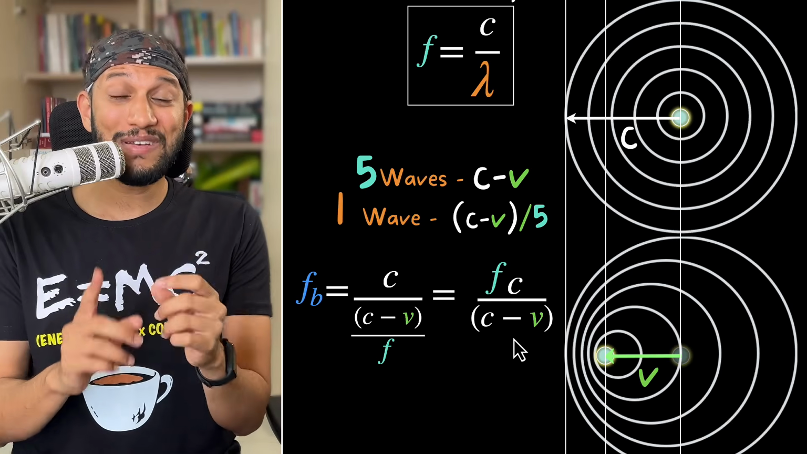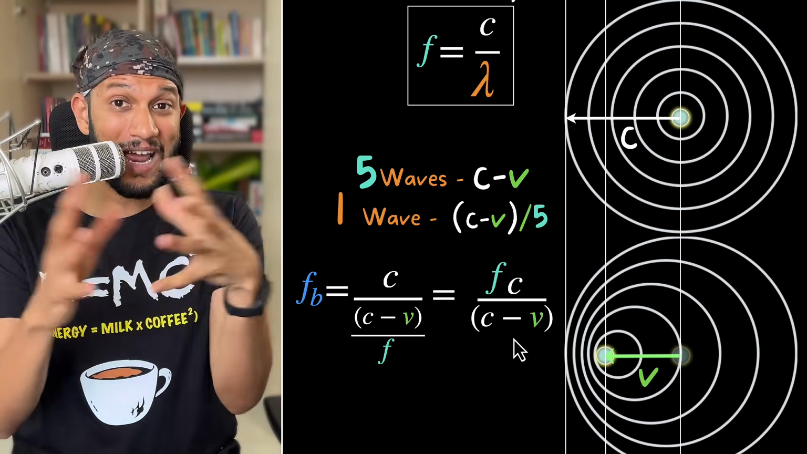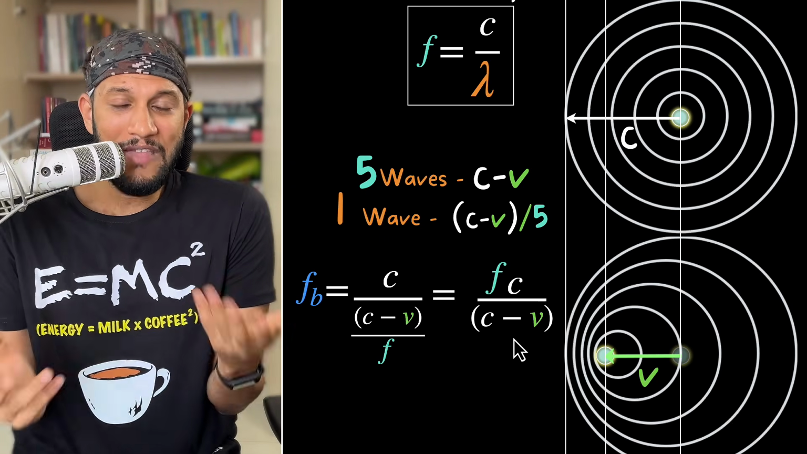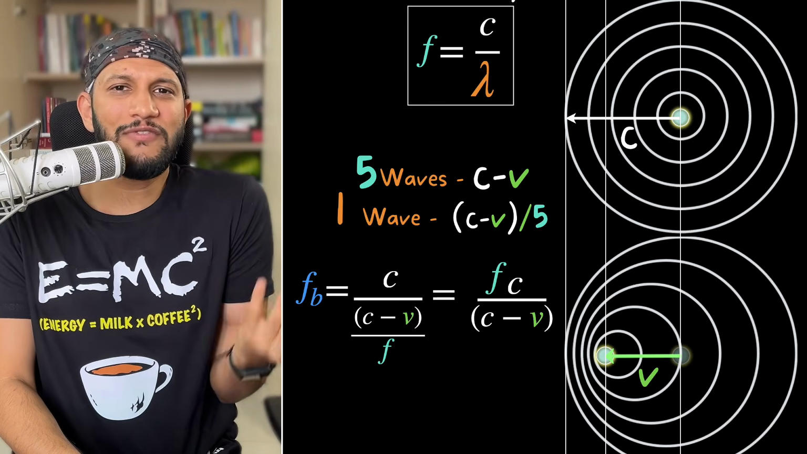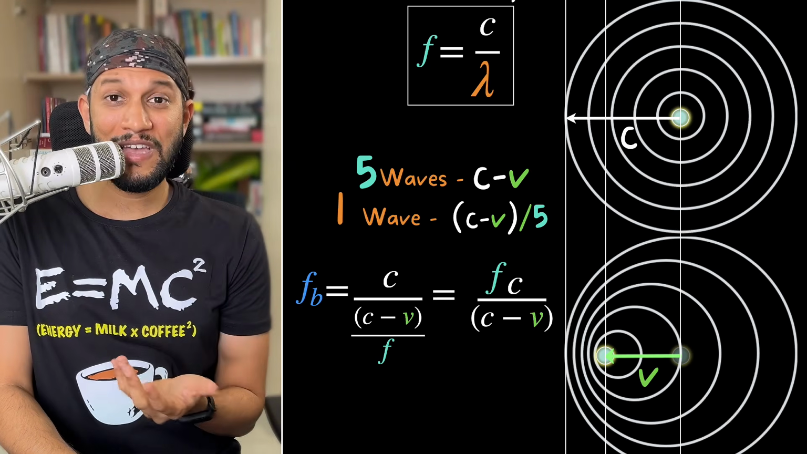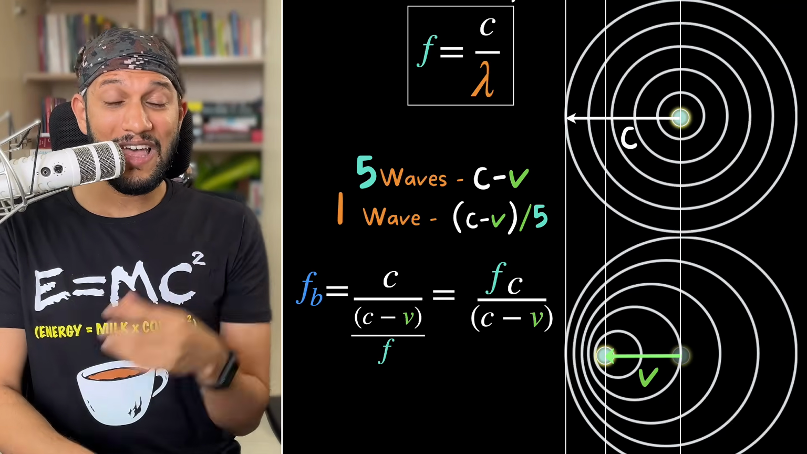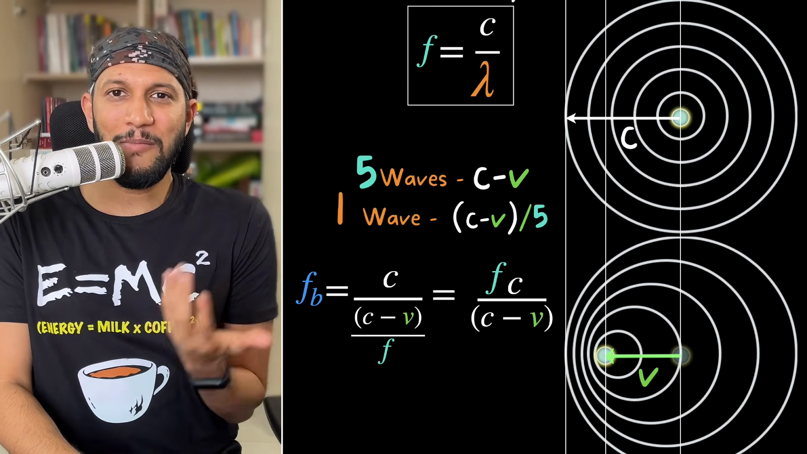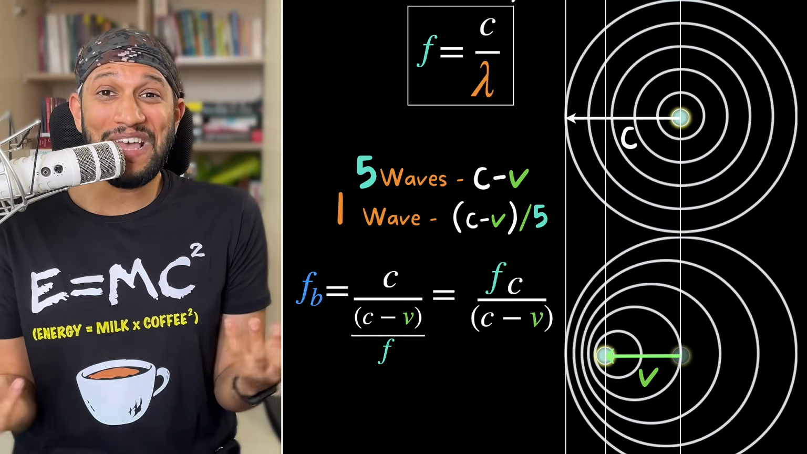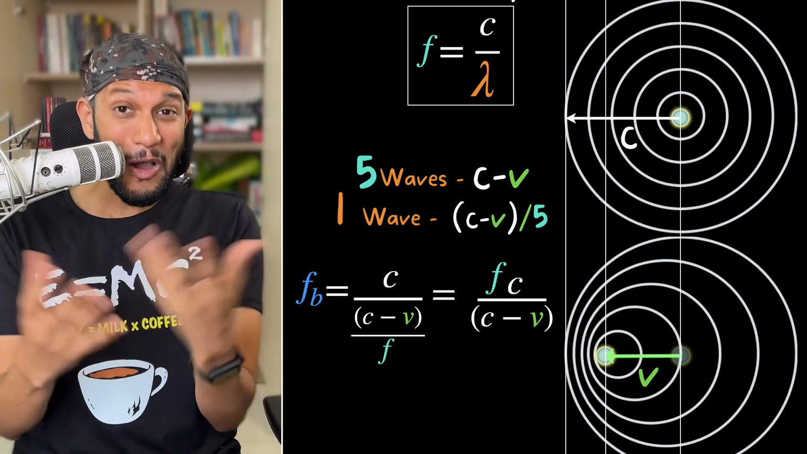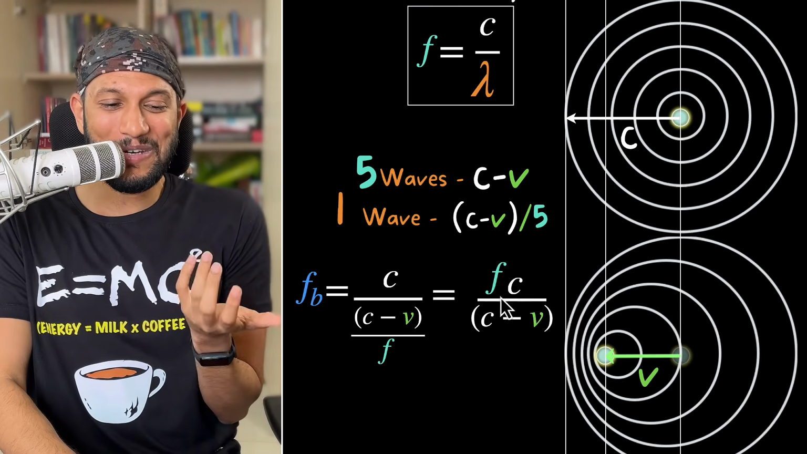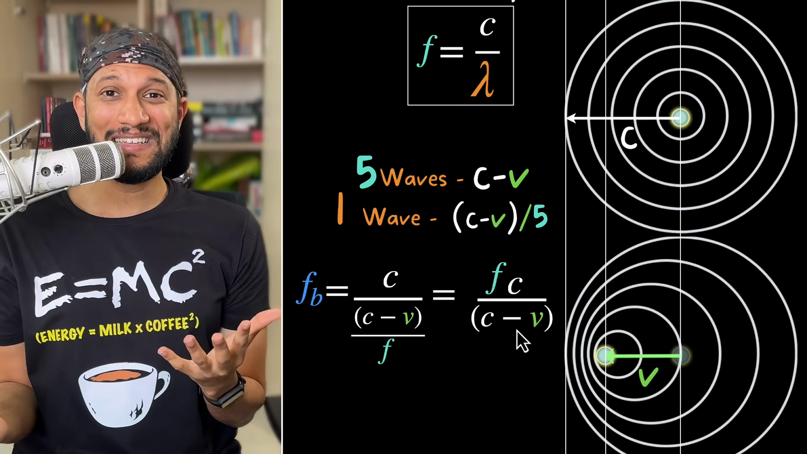For example, if the time is dilated by a factor of 2, if the time has slowed down by a factor of 2, then instead of emitting 5 waves, it would have finished emitting only 5 by 2 waves. If the time dilation factor is 3, then it would have just emitted 5 by 3 waves. In other words, if I know how much the time has slowed down, I just need to divide by that number and I'm done.